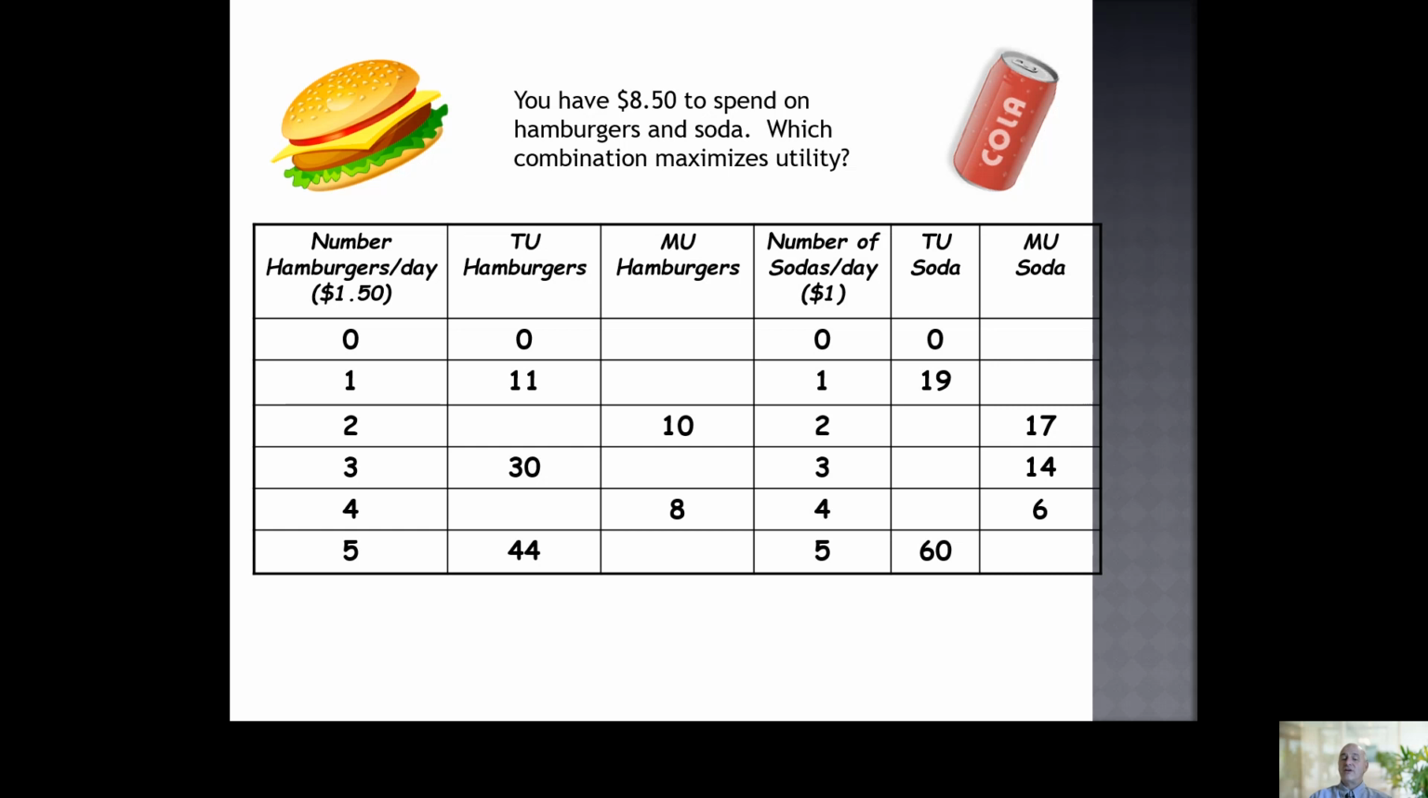Now notice, if I were to go ahead and consume the second hamburger, it's going to only add 10 more units of satisfaction, not as much as the first hamburger. So if you think about it, my first hamburger, my marginal utility was 11 units. I went from 0 to 11. By adding another hamburger, I'm going to add 10 more units of satisfaction. So my total level of satisfaction is now 21. I got 11 from the first and 10 from the second.